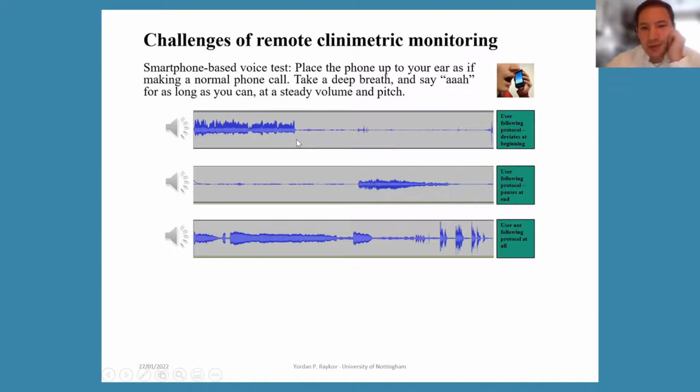So this is a good test, which starts well, but then afterwards the person cannot hold it for 20 seconds, which is already quite a predictor, actually, of the quality of the person's voice. Now, this is probably a worse example.